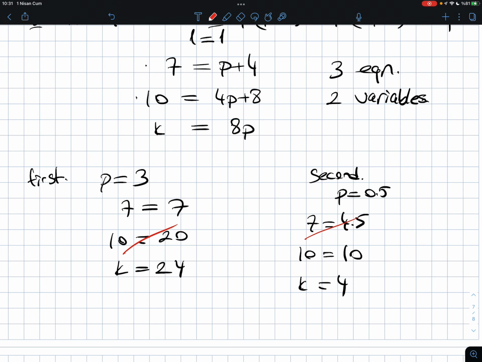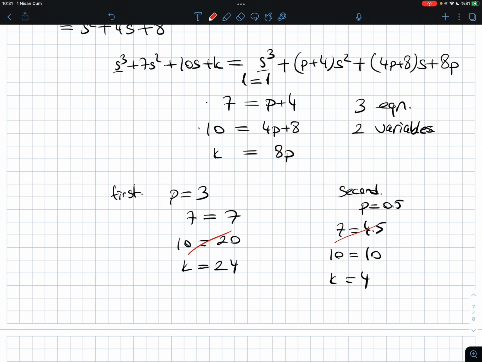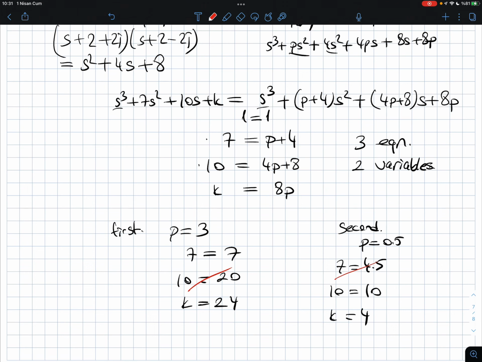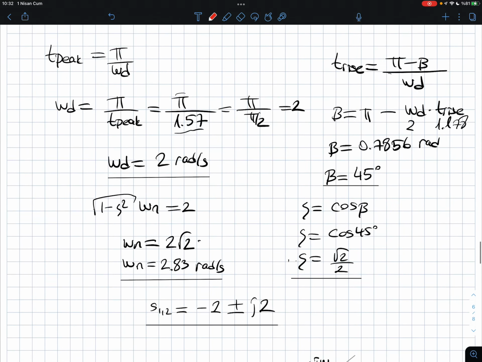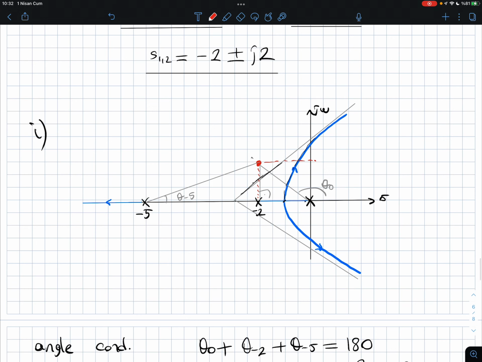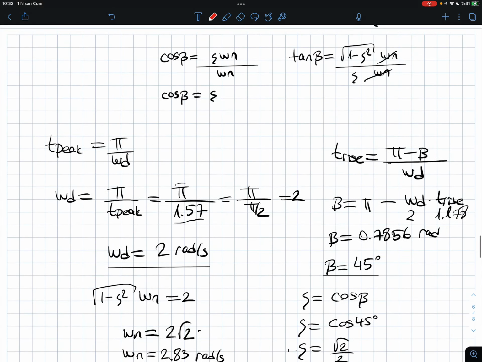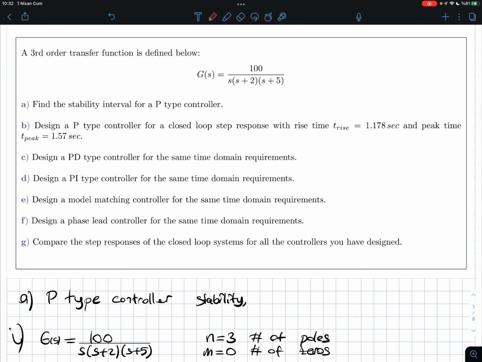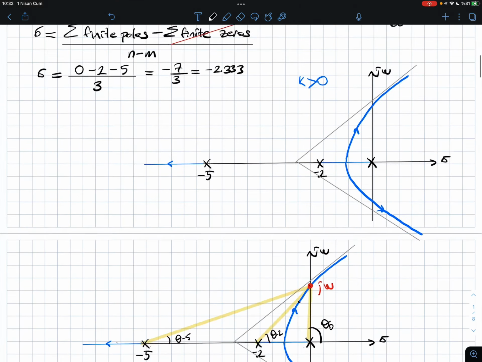Now we've seen that for a p-type controller design problem, it doesn't matter which method you use. You can use the algebraic method and you can see that there is an empty solution, or you cannot design a p-type controller that satisfies the given requirements. Or you can use the root locus method and see that the angle condition is not satisfied. Therefore, we are not able to choose that point because it's not on the root locus. So this was basically B. Now up to this point, we have solved A, we've solved B.